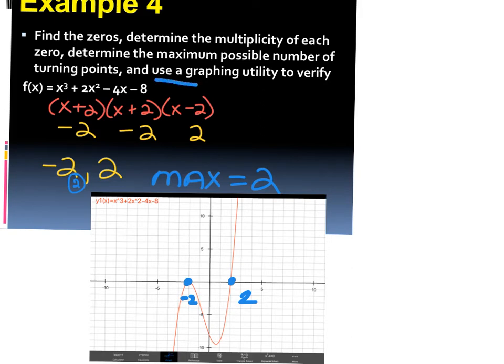You should have been able to figure out end behavior from here too, right? If it's odd, one's going up, one's going down, and it's positive, which means the right goes up and the left goes down. All of those things are going to help you graph, because eventually, in the next example you're going to see, we're going to put it all together to graph by hand. So you're using a graphing utility to verify, but you should be able to graph these by hand.